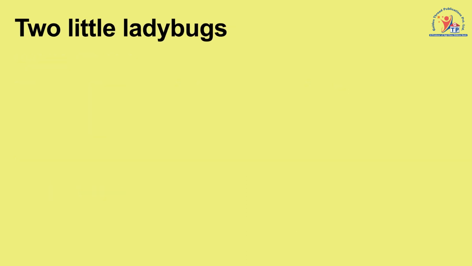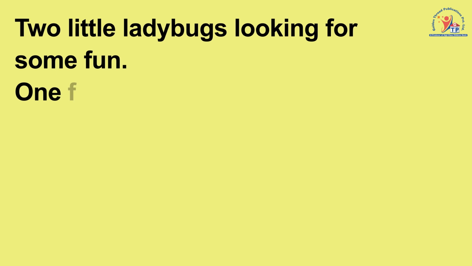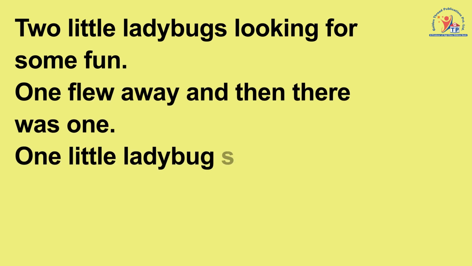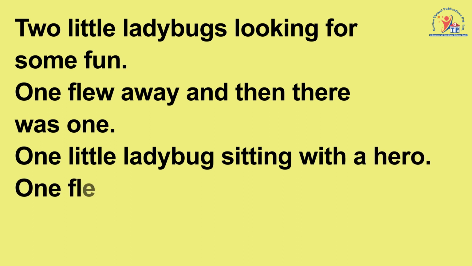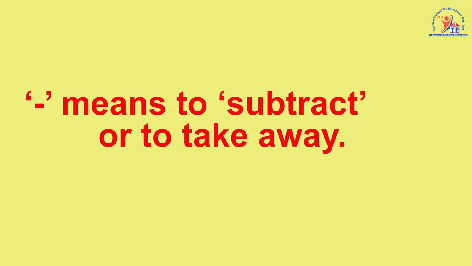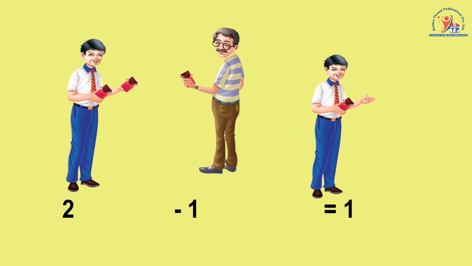2 little ladybugs looking for some fun. 1 flew away and then there was 1. 1 little ladybug sitting with the hero. 1 flew away and then there was 0. Subtraction means to subtract or to take away. 2 minus 1 is equal to 1.